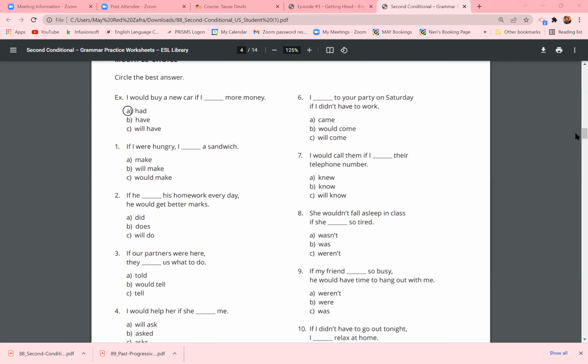If my friend was so busy, he would have time to hang out with me. Well, no. Can you try again? If your friend was busy, so he can come hang out with you, right? So what's the answer? A. If my friend weren't so busy, can you please read it? If my friend weren't so busy, he would have time to hang out with me.